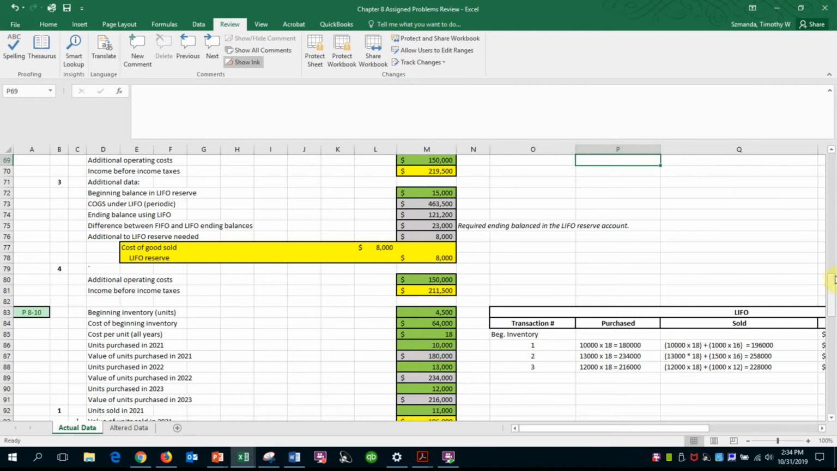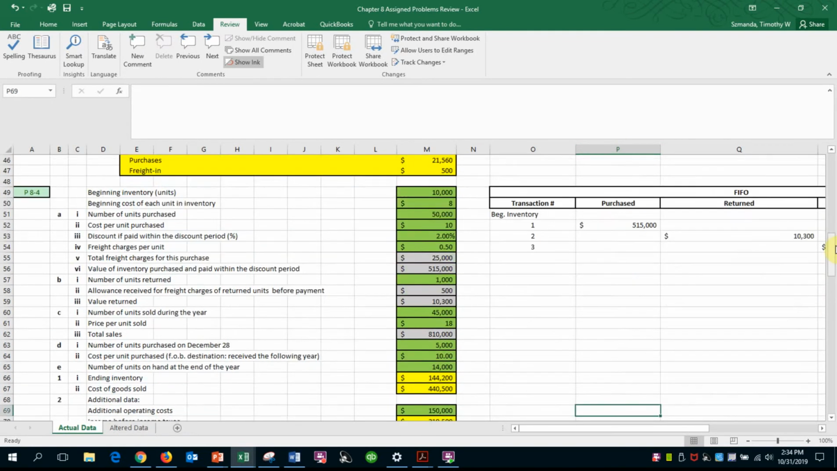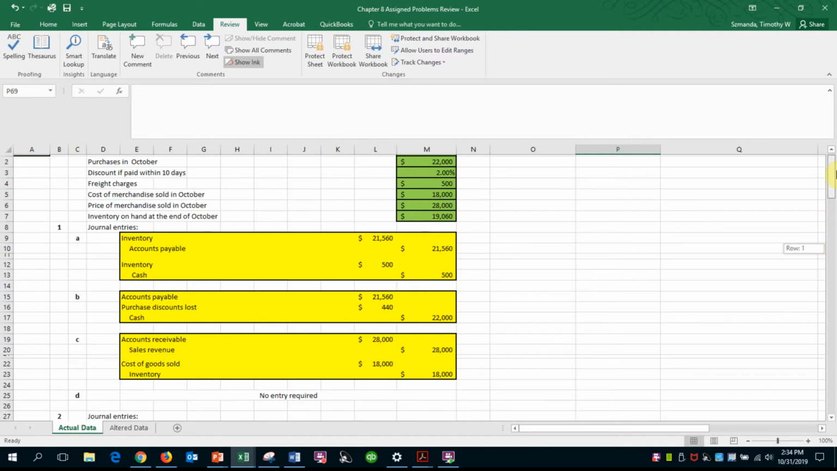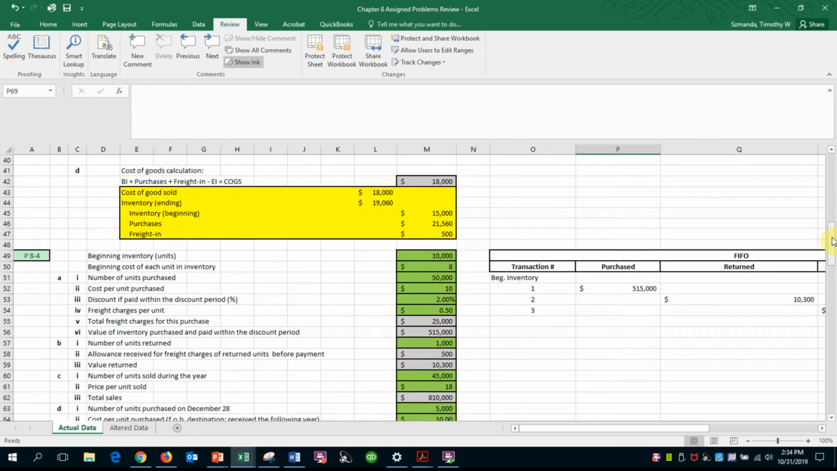In this second video, we'll be talking about some additional problems that you'll have to do in Connect, as well as an additional problem that relates to dollar value LIFO, which does not have to be done for your assignment, but is something I think is important to know about, and we'll be talking more about in Chapter 9 as well.